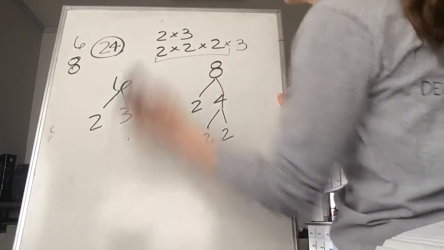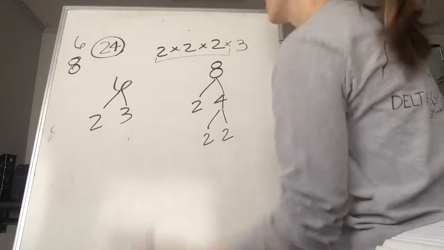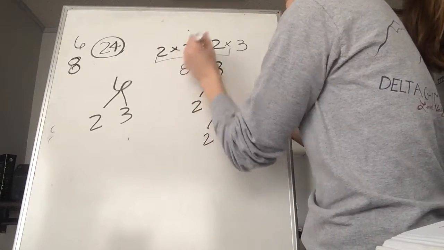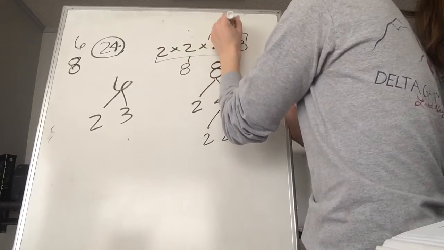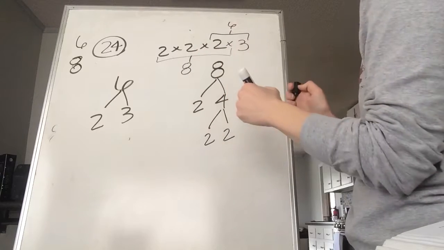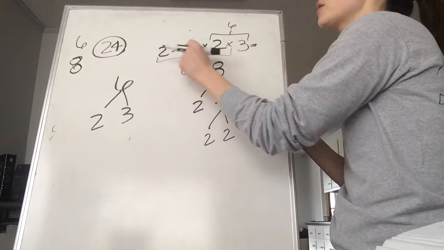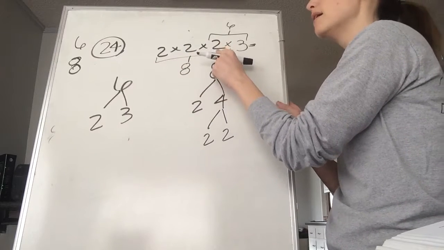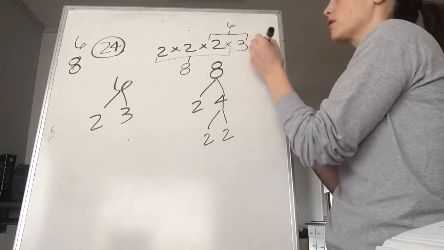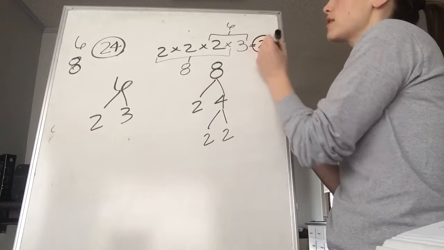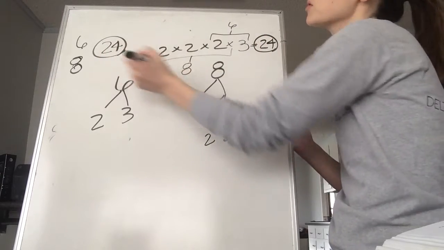And what that does is we know that 2 times 2 times 2 gives us 8, and 2 times 3 gives us 6. So both numbers are represented. Now multiply this out. What is 2 times 2 times 2? 8. 8 times 3, 24. So then that is our least common multiple.